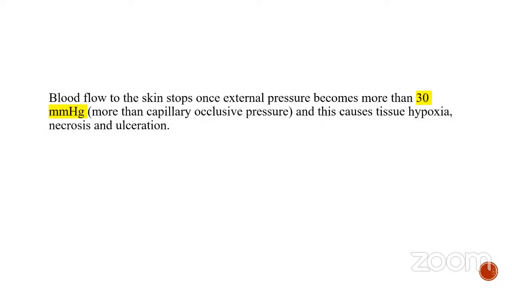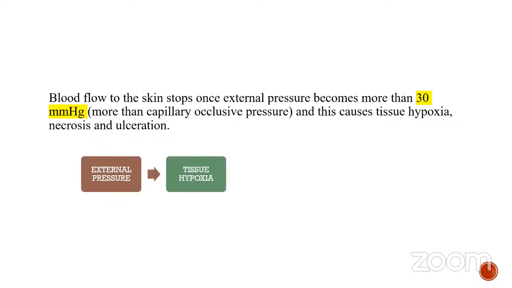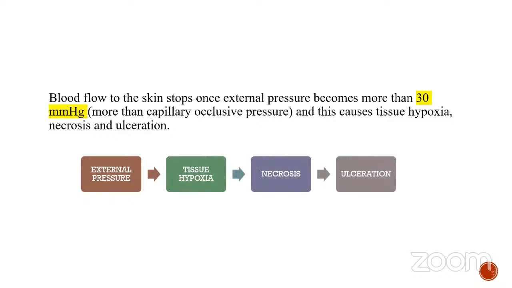Keep in mind that capillary occlusive pressure is 30 mm of Hg. So if we give a pressure of more than 30 mm of Hg to a part, sustainably, that will lead to prolonged tissue hypoxia, which leads to ulceration and necrosis. So if external pressure more than 30 mm of Hg is continuously given, that will lead to tissue hypoxia. It will eventually lead to necrosis and ulceration. So this is how ulcer takes place.